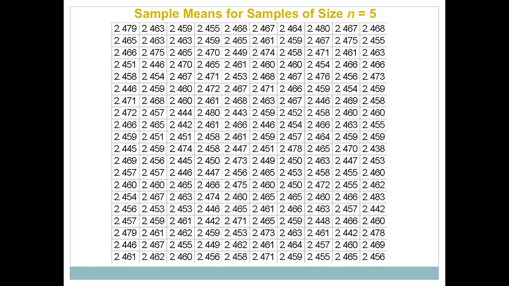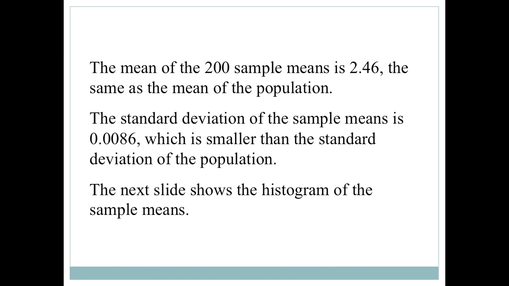So it's not individual observations, they're already summarized. So the mean of the 200 sample means is 2.46, which is the same mean as the population. This is what we would expect to have happen. The standard deviation of the sample means is 0.0086, which is quite a bit smaller than the standard deviation of the population. And we have an actual formula for calculating standard deviation that's pretty easy to use, and we'll talk about how sample size affects that in just a few minutes.